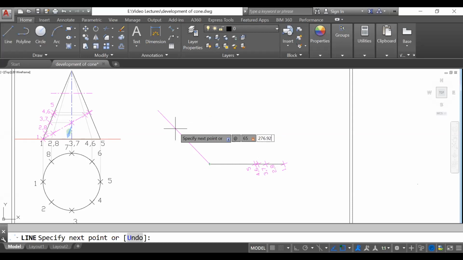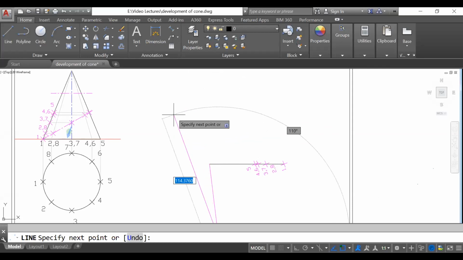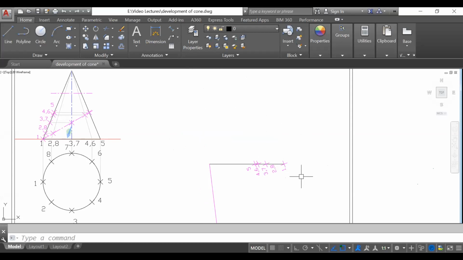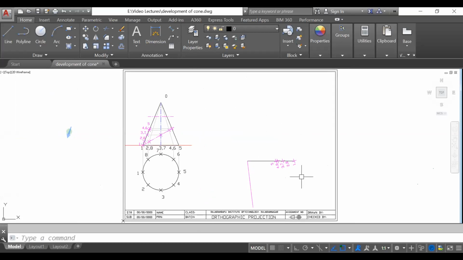Okay. So I have 276.92. How is it calculated? Into 360, have you done it or not? R by S. R is equal to 50. 50 divided by 65 into 360. Is it 276?